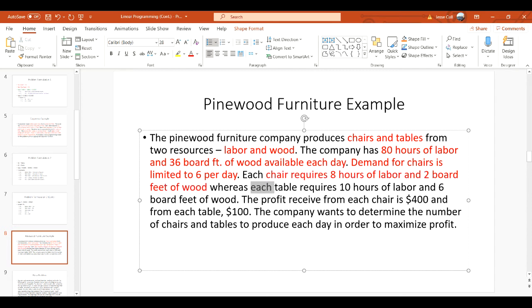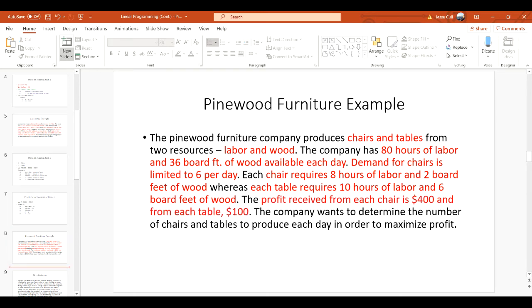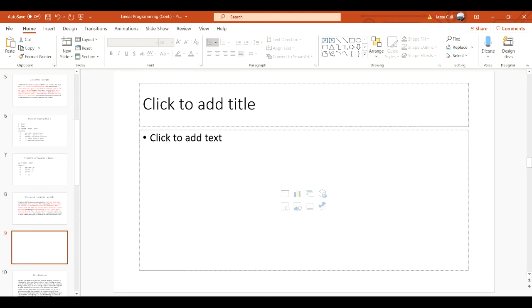Each table requires 10 hours of labor and 6 board feet of wood. The profit received from each chair is $400, from each table $100. We've highlighted all of our key information here. Now, as before, we'll come in, we'll do a new slide, problem formulation 3.